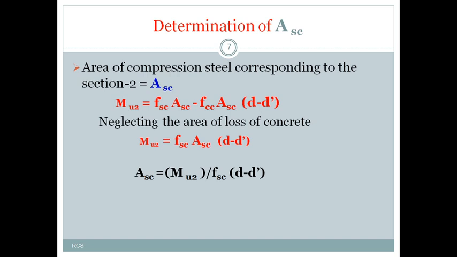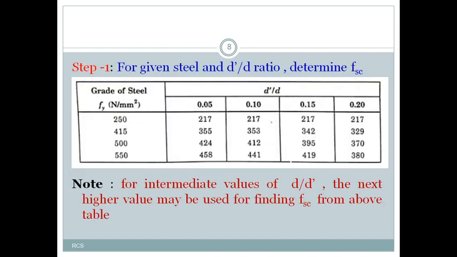But what we actually have to follow before calculating this Ast and Asc, those detailed steps, almost 22 steps are there for a complete design of doubly reinforced beams. Those are very easy steps. Maximum 90% of the steps are similar to your design of singly reinforced beam. Just concentrate on these steps. So let's discuss the steps one by one.